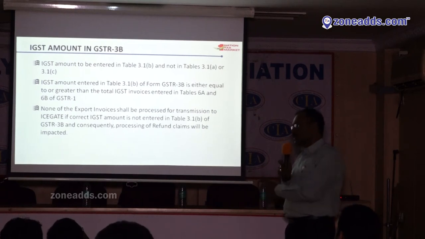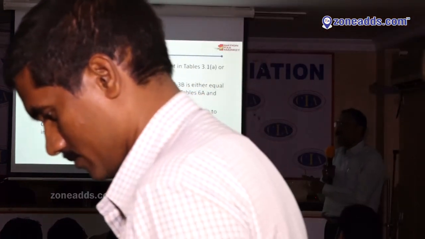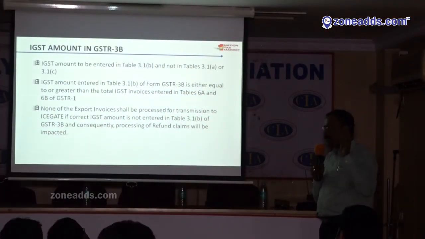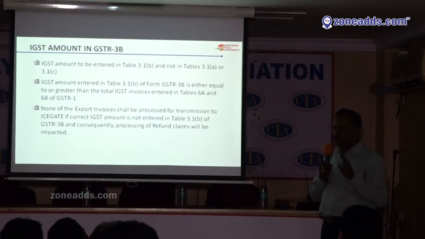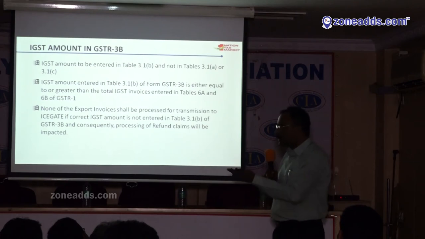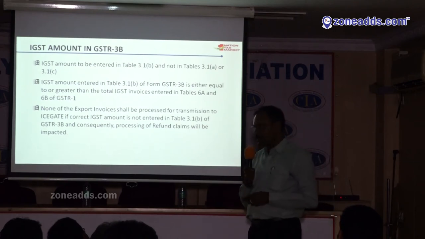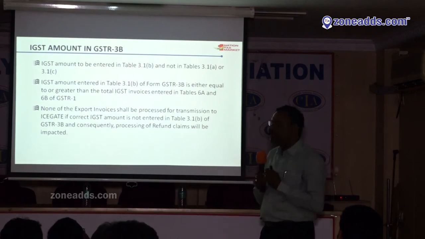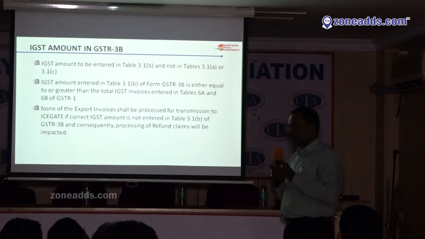What happens if you don't mention the amount in 3.1B? The system thinks that you have not paid duty. Though you have mentioned in the shipping bill and export invoice that the export is on payment of IGST, the system thinks you have not paid the duty. When you have not paid the duty, it will not give the refund to you, isn't it? Still, people are committing these errors. Please take care while filing the GSTR-3B return.